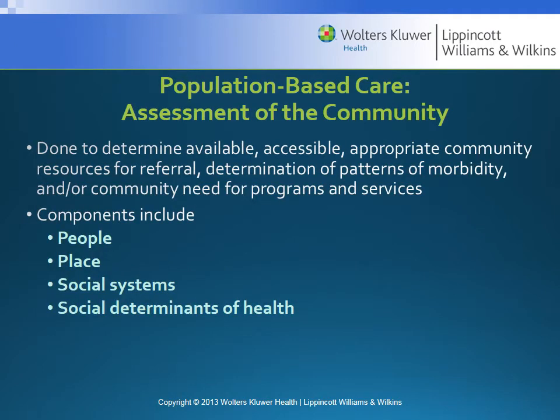Now we'll move on to population-based care and assessment of the community. This is done to determine available, accessible, and appropriate community resources for referral, determination of patterns of morbidity, and/or community need for programs and services. Components include people, place, social systems, and social determinants of health.